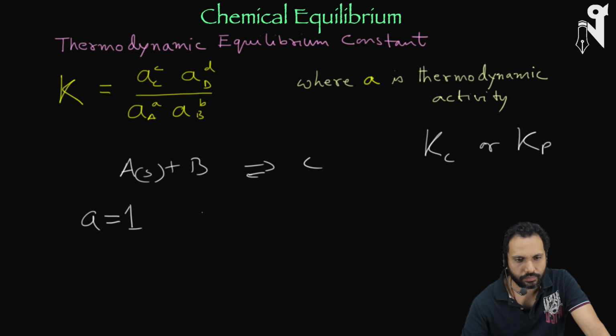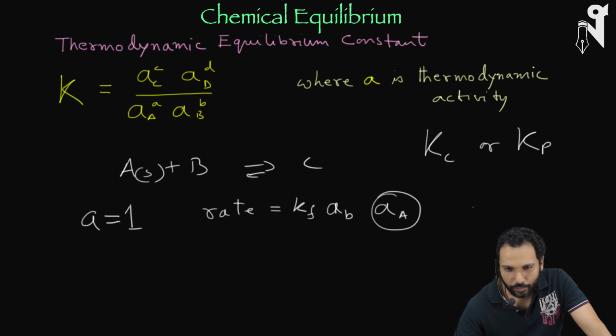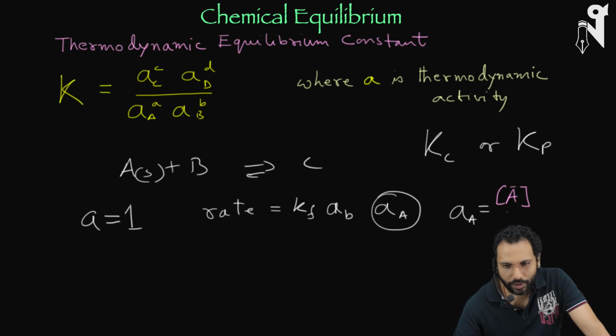If we have a rate of reaction which was your constant for the forward reaction times the activity of the reactants, and one of them is solid, say A is solid, then what is the activity? The activity was equal to the concentration of A, which is a solid now, mind you, divided by its standard concentration, like 1 molar.